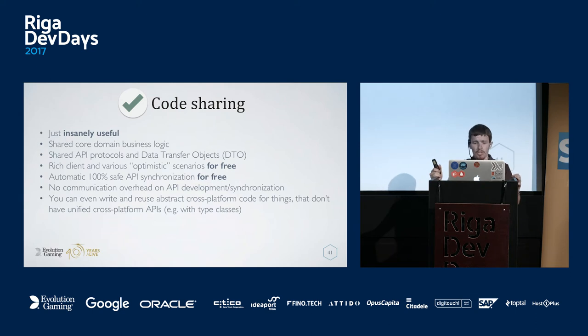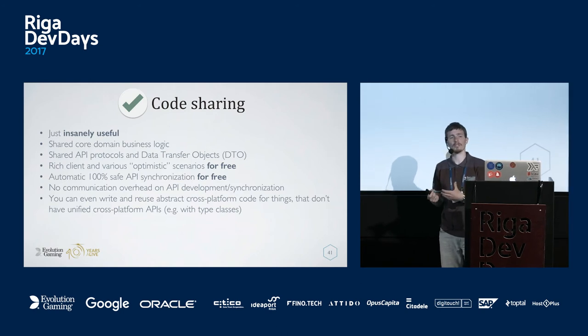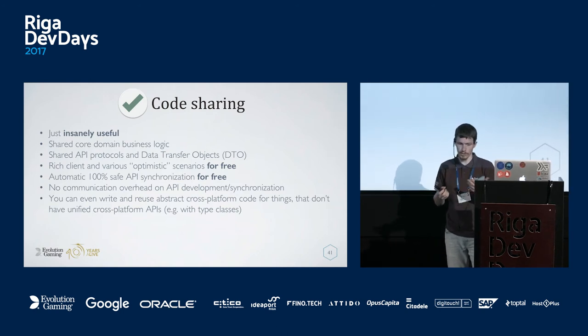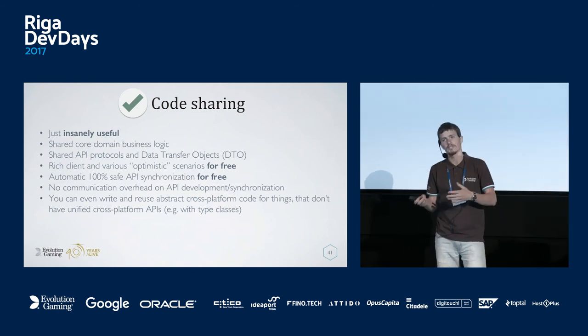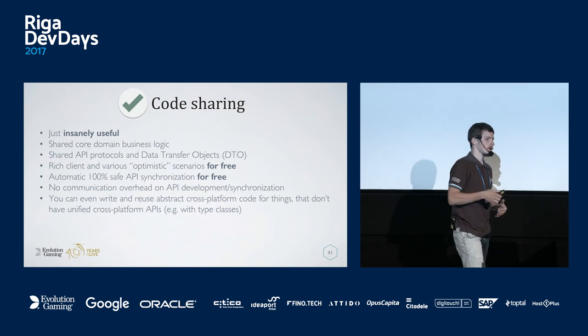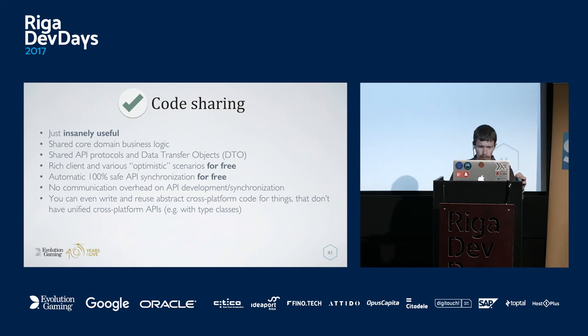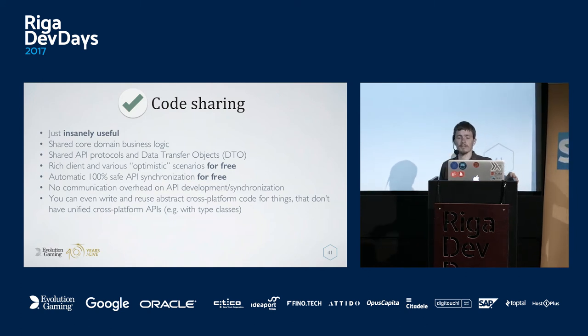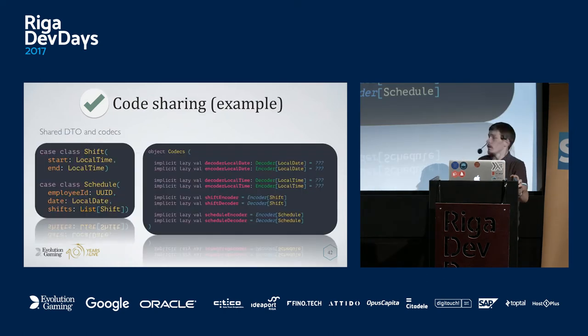There is no communication overhead on this shared code development. Things that usually take some communication, for example API development, where JavaScript developers and Scala developers decide together how the endpoint will look and what the DTO format will be, are gone. And even for platform-specific code, there is a way to abstract logic and write shared universal code in terms of this logic. This is a little bit advanced, but if you're interested, I can tell about it after the talk. I'll show a small example.